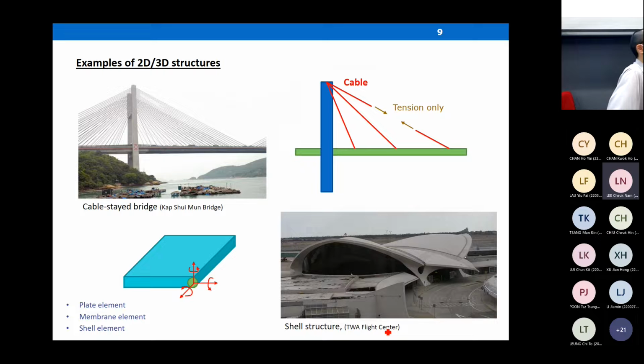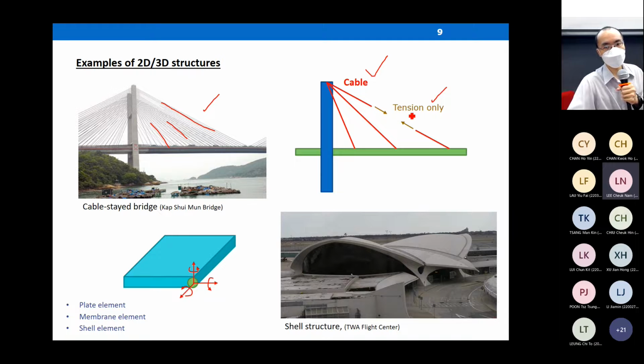In engineering practice, sometimes we use special elements like cable. You can see cable in a cable-stayed bridge. This is Stonecutters Bridge in Hong Kong. You can see many cables. Cable is also a very special kind of element which only takes tension. It is not able to take compression. Actually, tension member cables are used to support the bridge deck so that it will not deform too much downward.